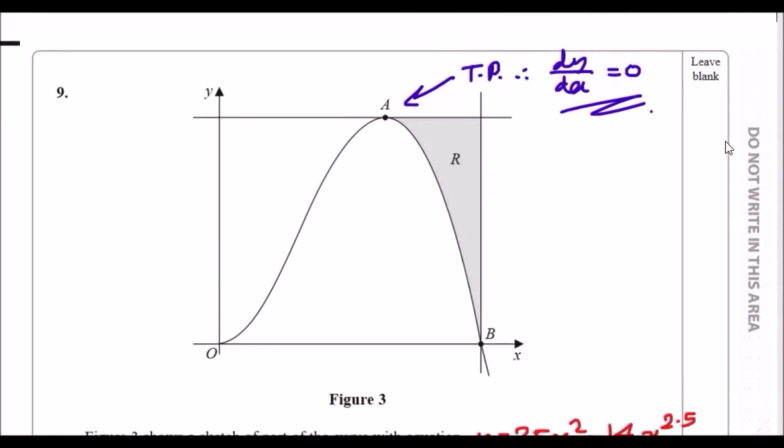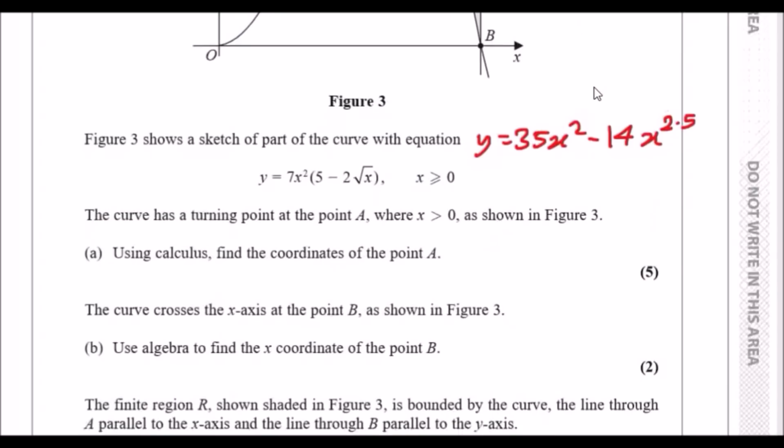And oh yeah, a few things I noted. I call this TP, the turning point, because this is where it turns. And to find the coordinates of the turning point, remember that this is when the gradient is flat. So that means when you use dy dx, it equals 0, because this means it's a 0 gradient, okay? And that's it. Let's have a look.